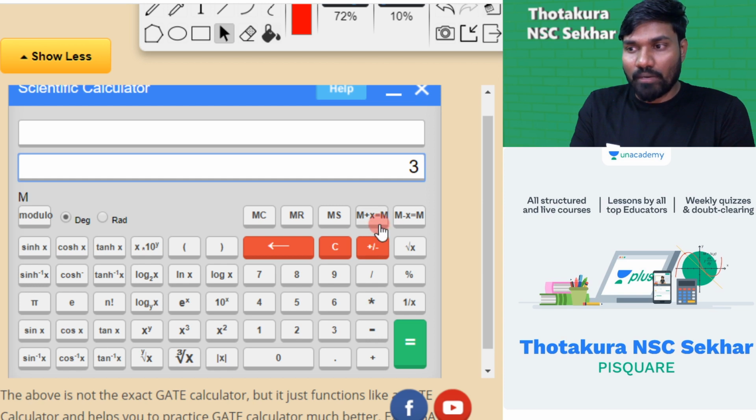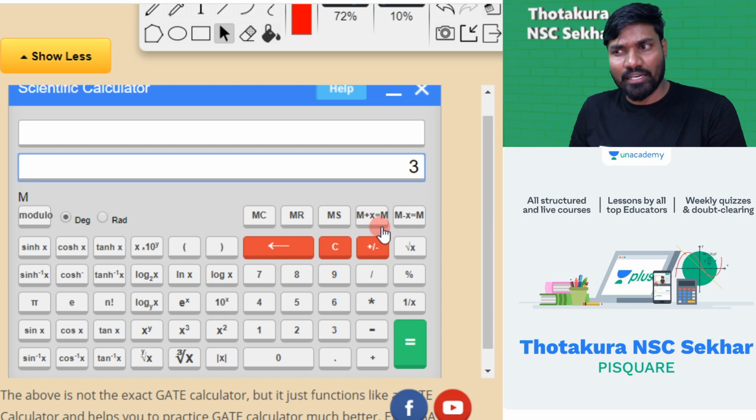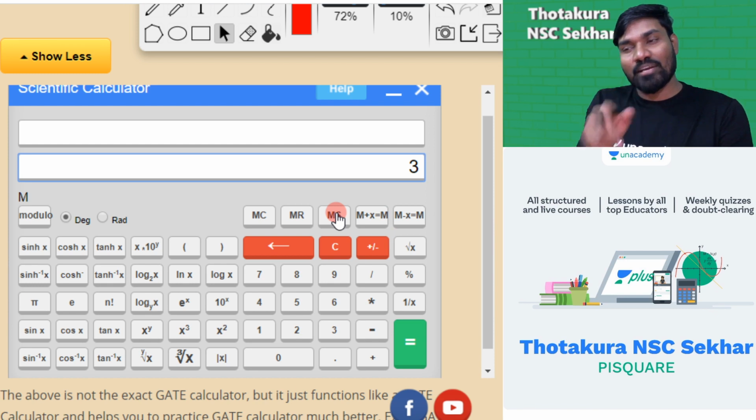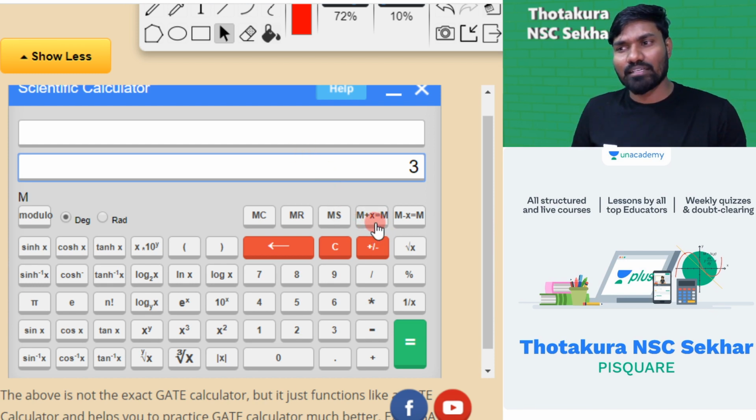Now tell me, the moment I press this button, what will happen? Tell me. M plus x, this is the value of x. It means 3 will be added to the memory, and it will be stored again in the memory. That's what this button clearly says.